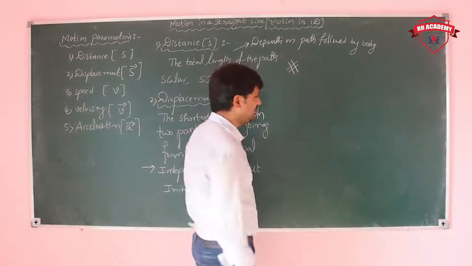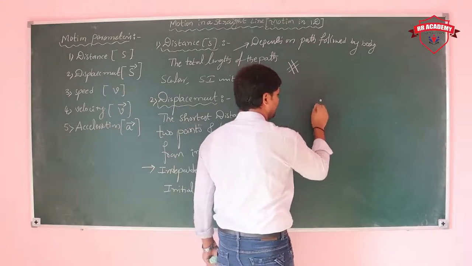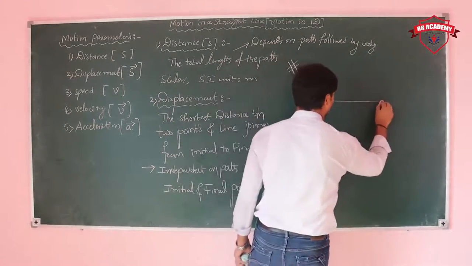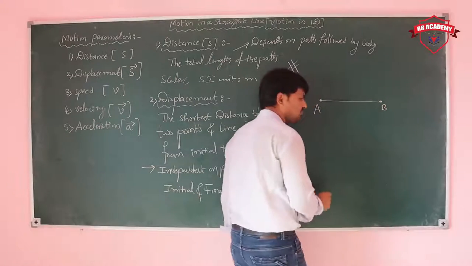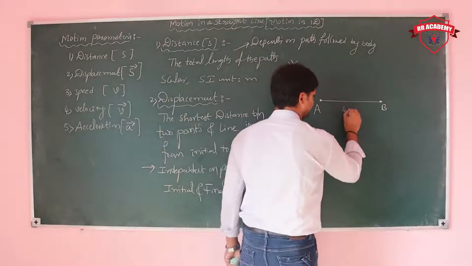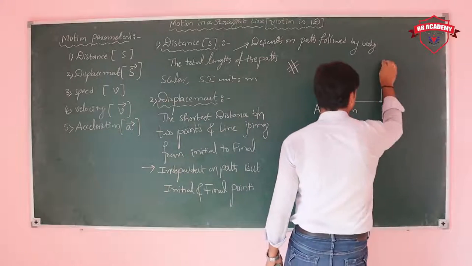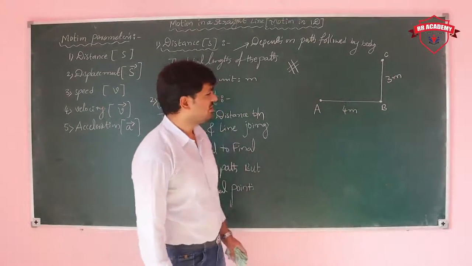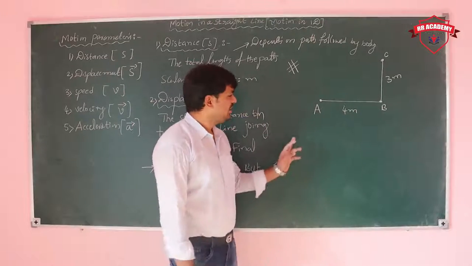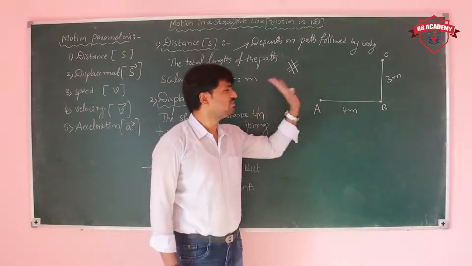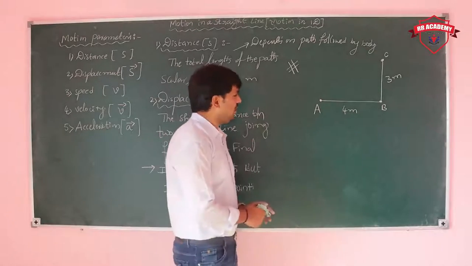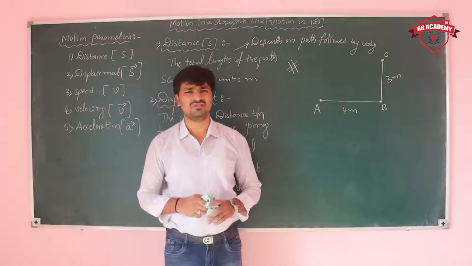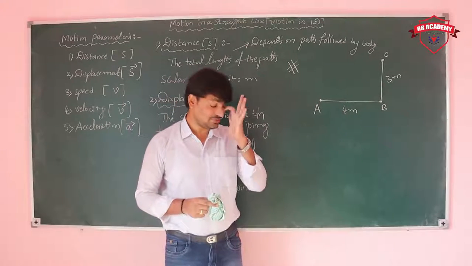Here I'm considering a person. He starts from point A and moves from A to B, 4 meters, and then B to C, 3 meters. Now, what about the displacement and the distance of the person? Distance and displacement of the person.